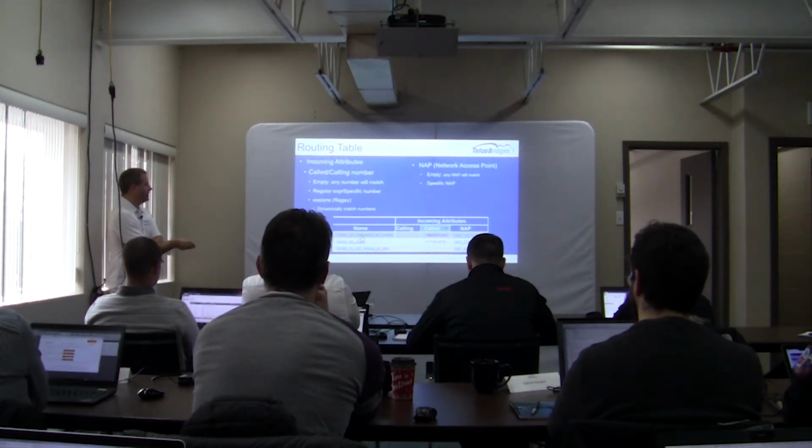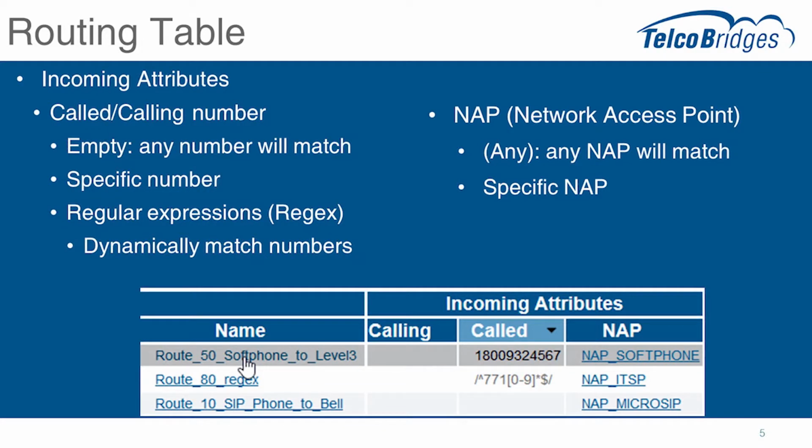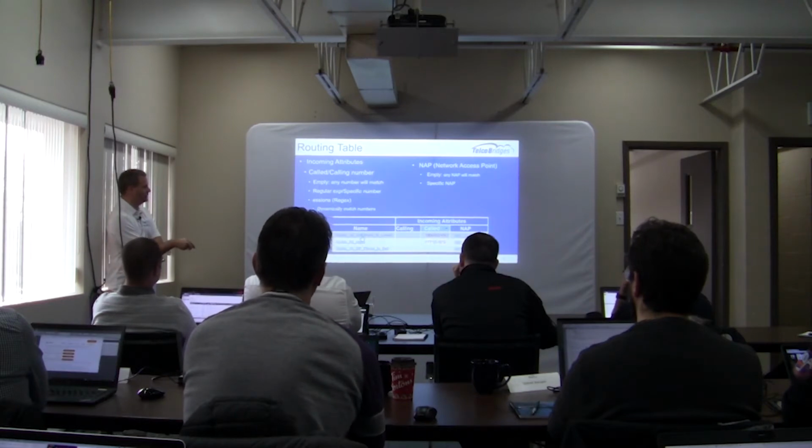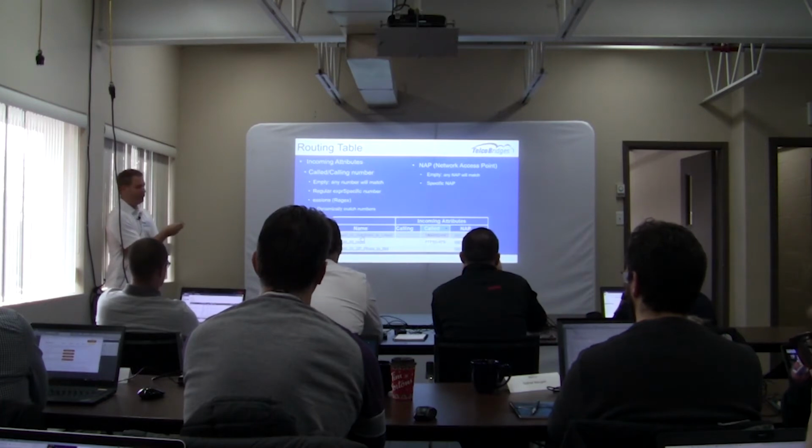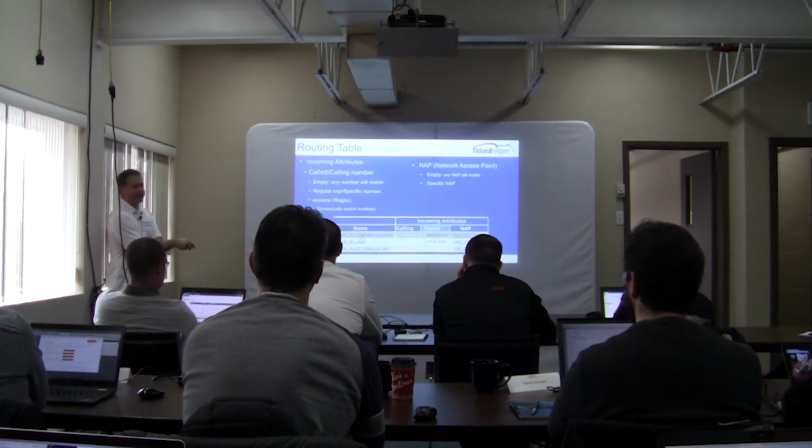The information that you put in the called number here will filter any calls that you receive. It can be a full, complete number. It can be empty, oops, there was a little error here, it can be empty like this, which means it's going to match everything. Or you can have a regular expression that will dynamically match numbers. For example, this regular expression will match a number that starts with 771. So this will match only this number, this will match 771, this will match everything. It needs to come from this NAP though, with this number.